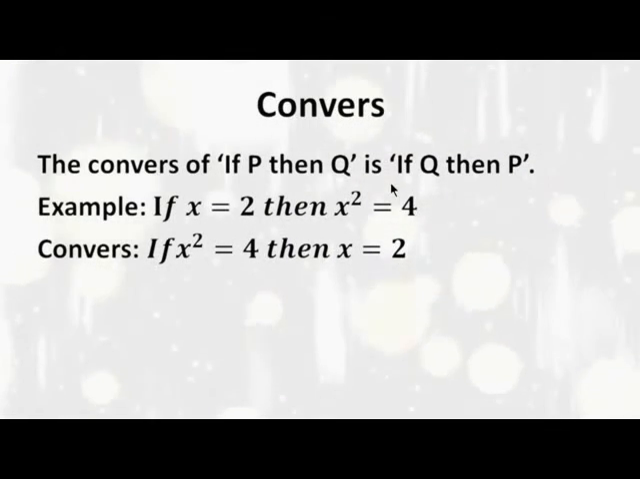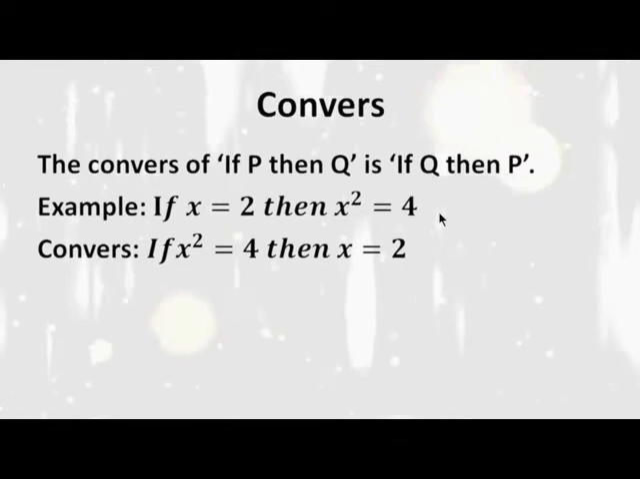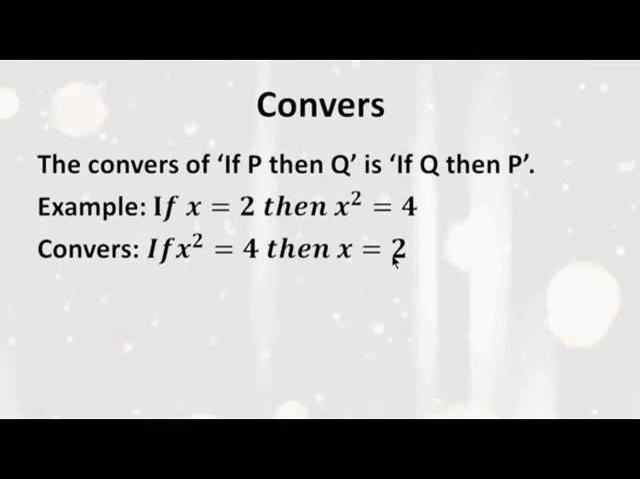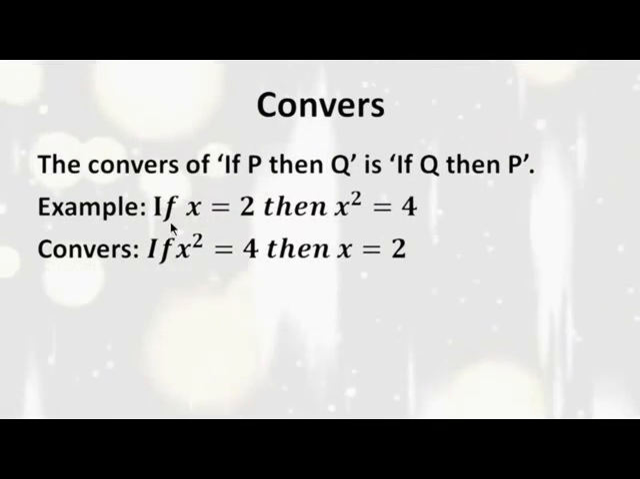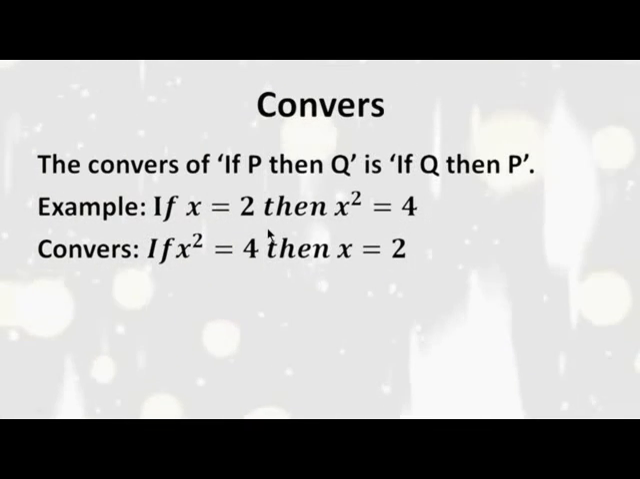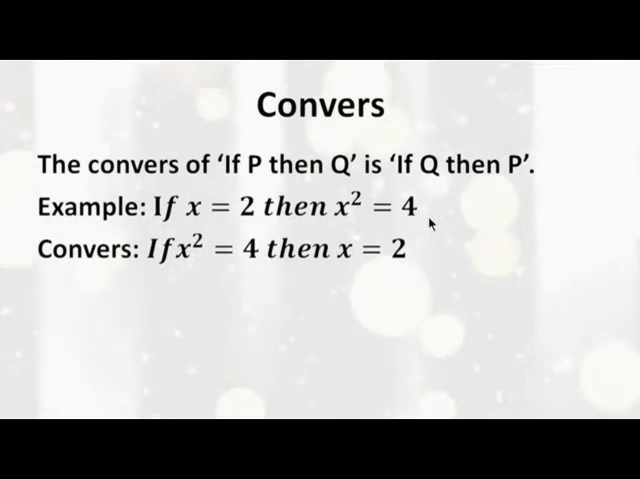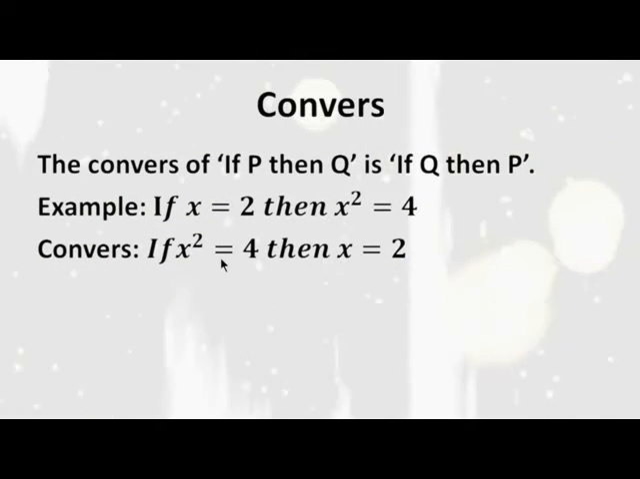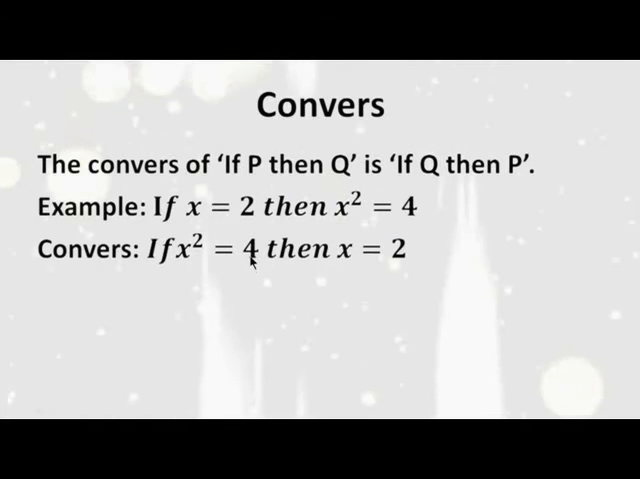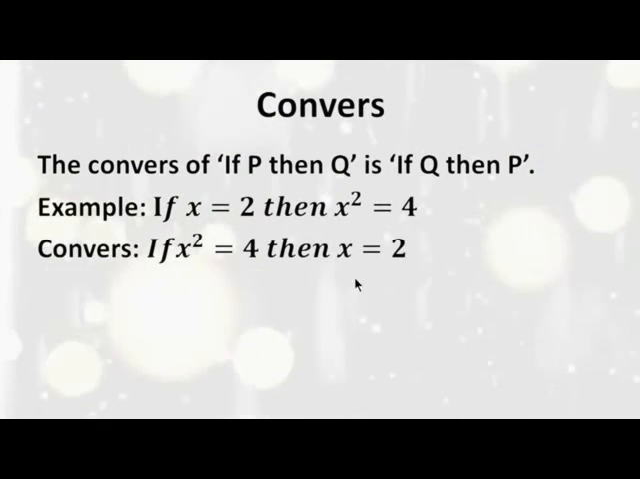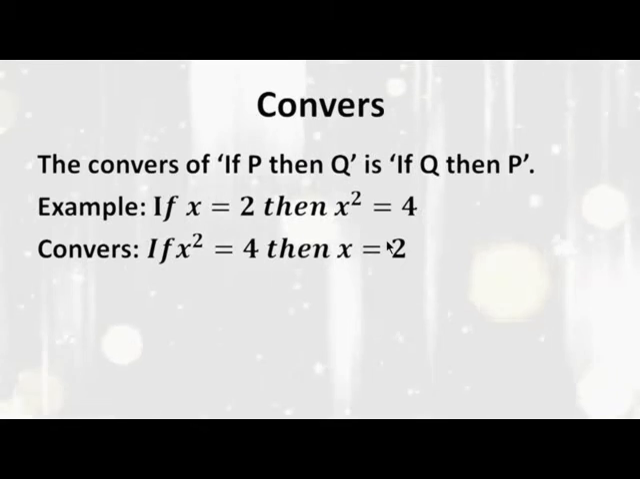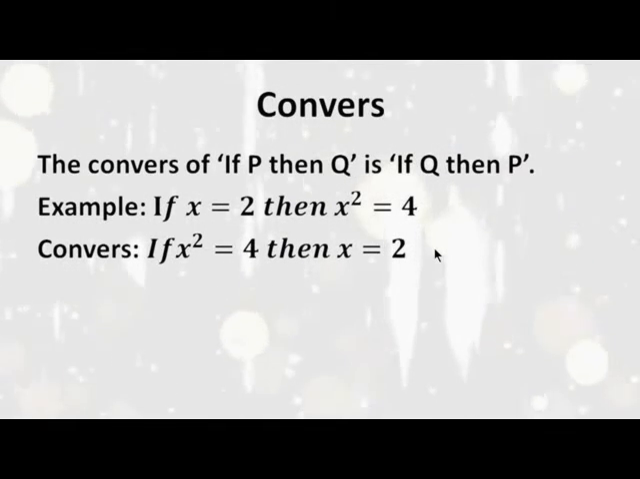In converse, if the statement is true, the converse isn't always true. Like this one, the statement is true: if x equals 2, then x squared equals 4. But unfortunately, the converse is not true. This is false, because if x squared equals 4, then x equals 2 is not true, because x could be negative 2.